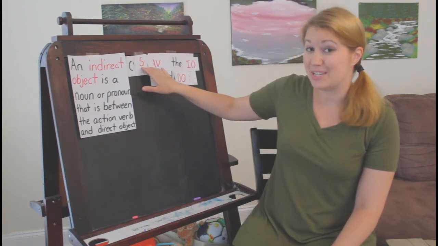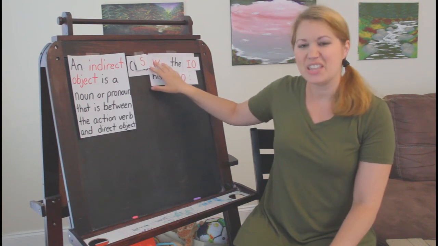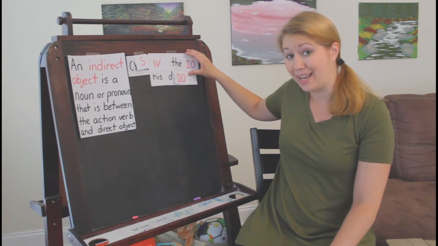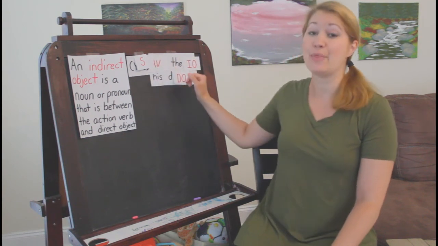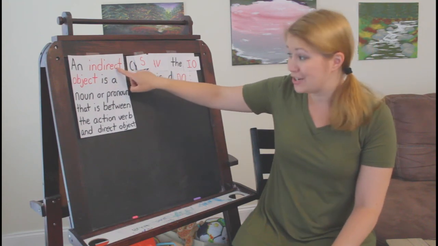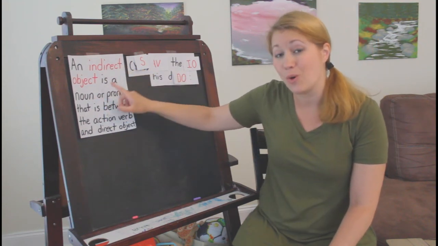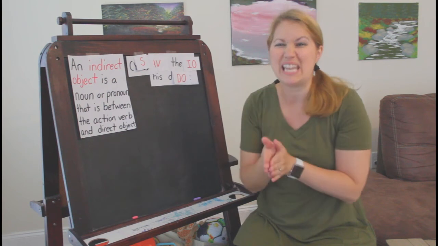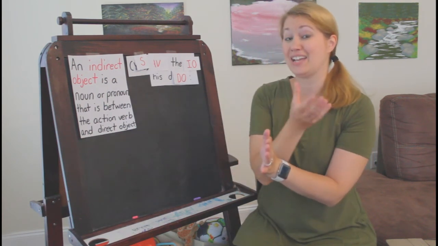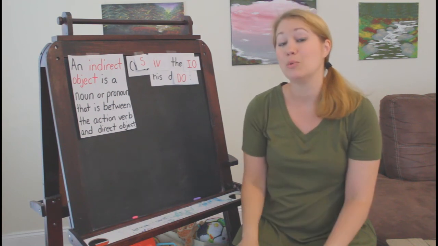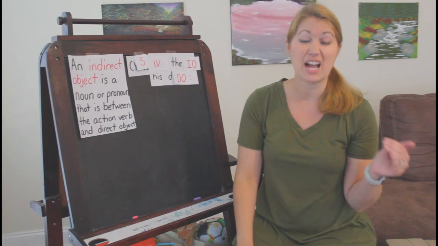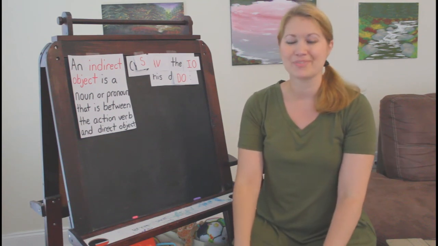You have your subject and your action verb. Then you have a word that comes in between the action verb and the direct object. That's your indirect object. An indirect object is a noun or a pronoun that comes in between your action verb and your direct object. It will always say to whom or for whom the direct object's talking about.